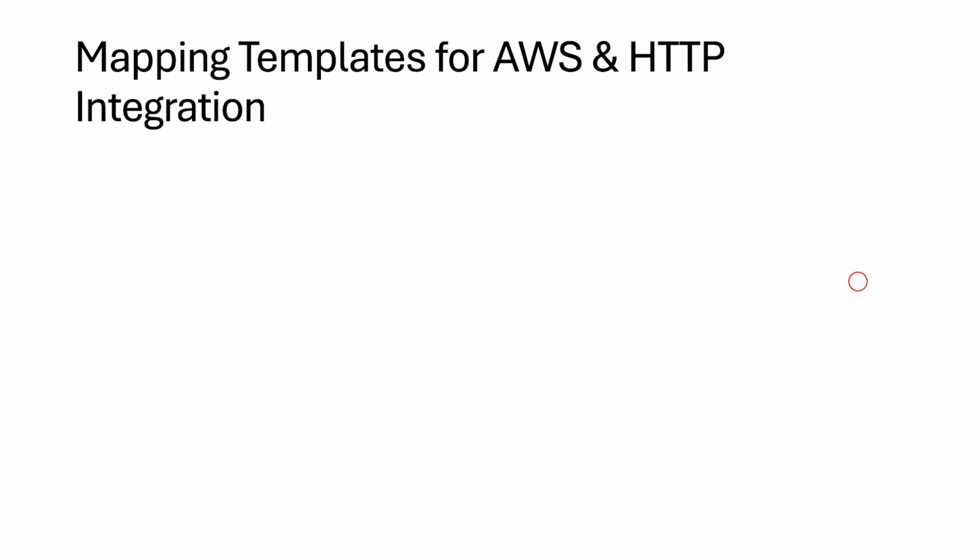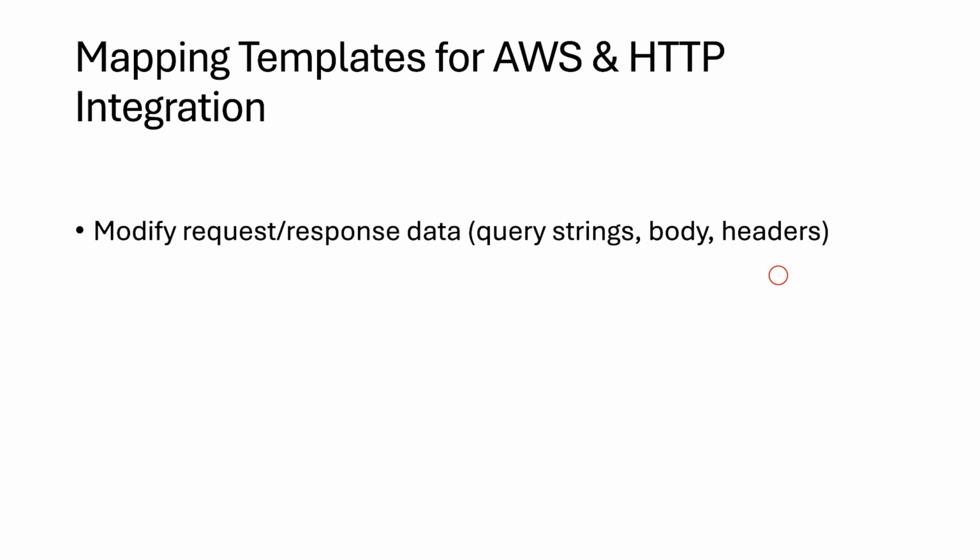In the AWS and HTTP integration types, we have seen we are able to parse the requests and responses. So mapping templates are an advanced feature of API Gateway that can be used for both HTTP and AWS integrations. They allow you to do a few things. You can rename or modify the query strings, you can modify the content of the request and response bodies, and you can add and modify the headers also. So you can do these modifications when using mapping templates, but these are not available in proxy integrations and mock integration.